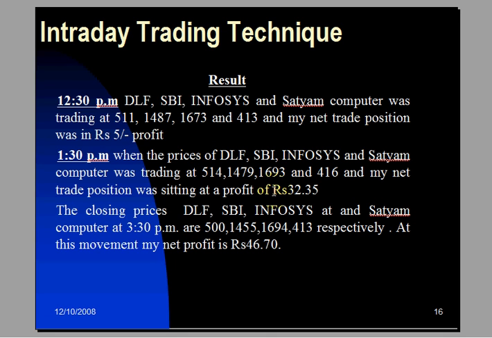So my net profit was 5 rupees. At 1:30 I again recorded the trade, which was giving me a profit of 32 rupees 35 paisa. On a closing basis, this position was giving me 46 rupees 70 paisa as profit.